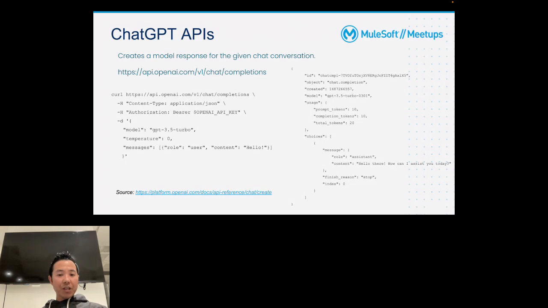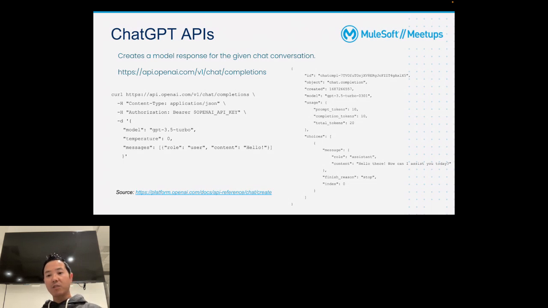Next one is the messages. The message is really what you're asking. This is an array. You can ask a number of things in one go, right? In this example here, we just say hello, that's one message. And for that message, it is dictated by content, really. That's what you are asking ChatGPT to respond to. Then there's a role, and role could be user, could be system, could be assistant.